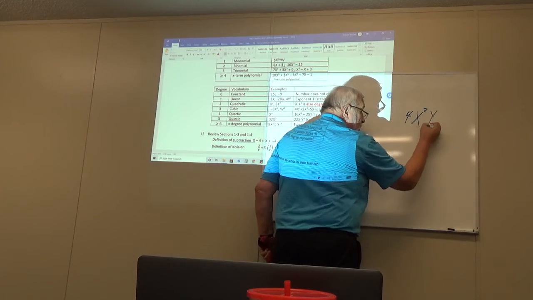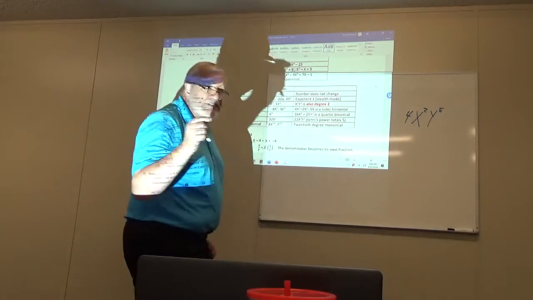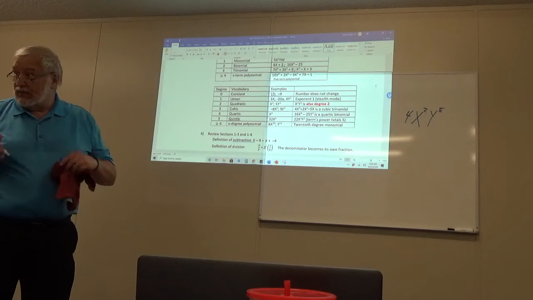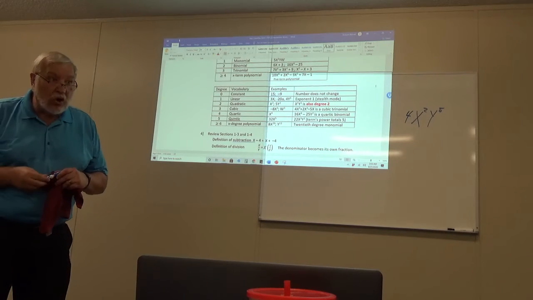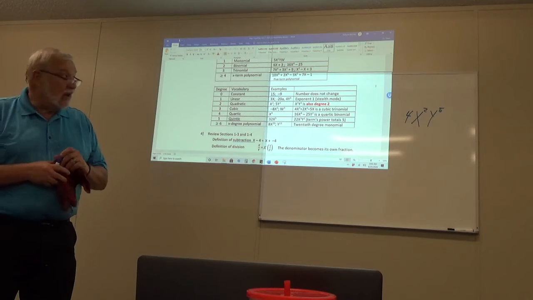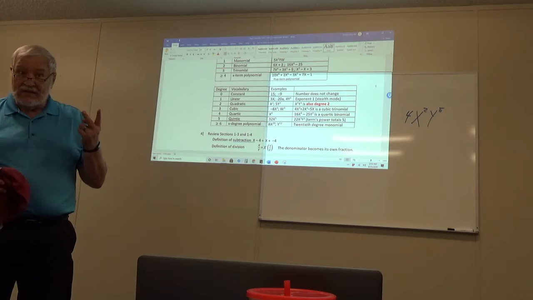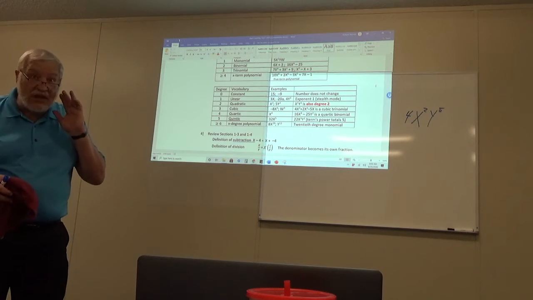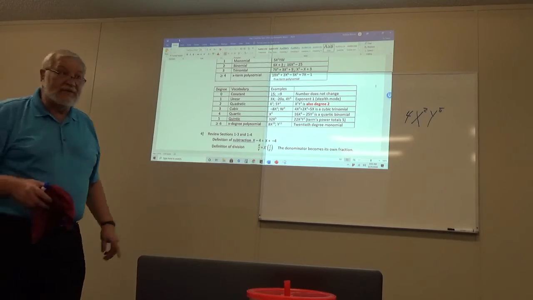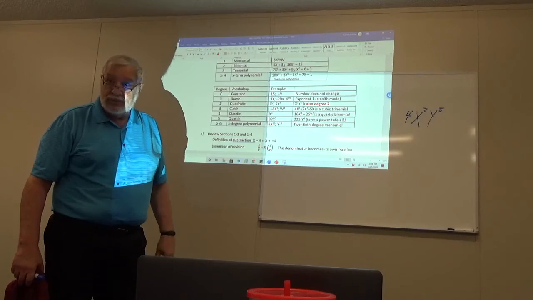4x to the 3rd, y to the 5th, what is the degree of that term? It's the total of the exponents. All right, there's 2 variables. The total of the exponents is 7. 7, right? The 3 and 5? The total is 8. So that is a 8th degree monomial.